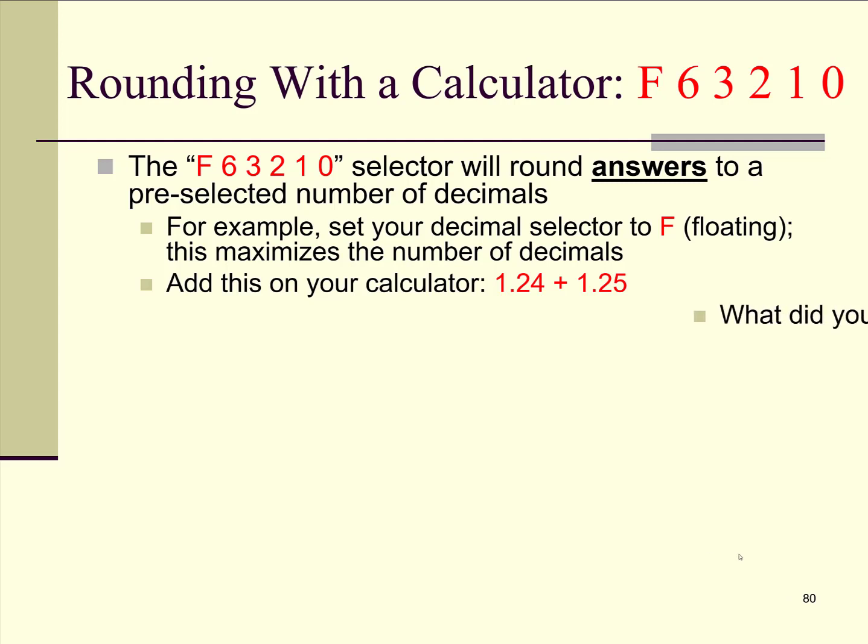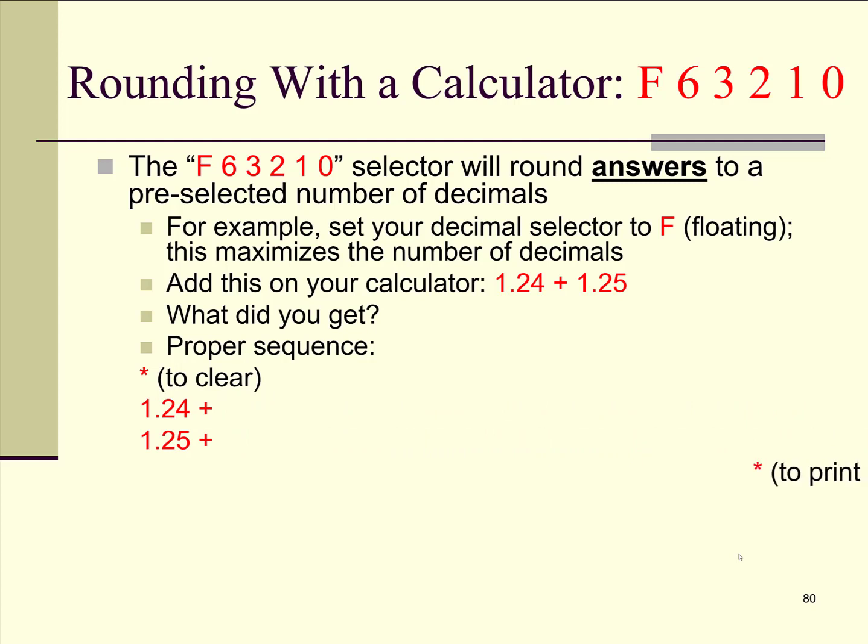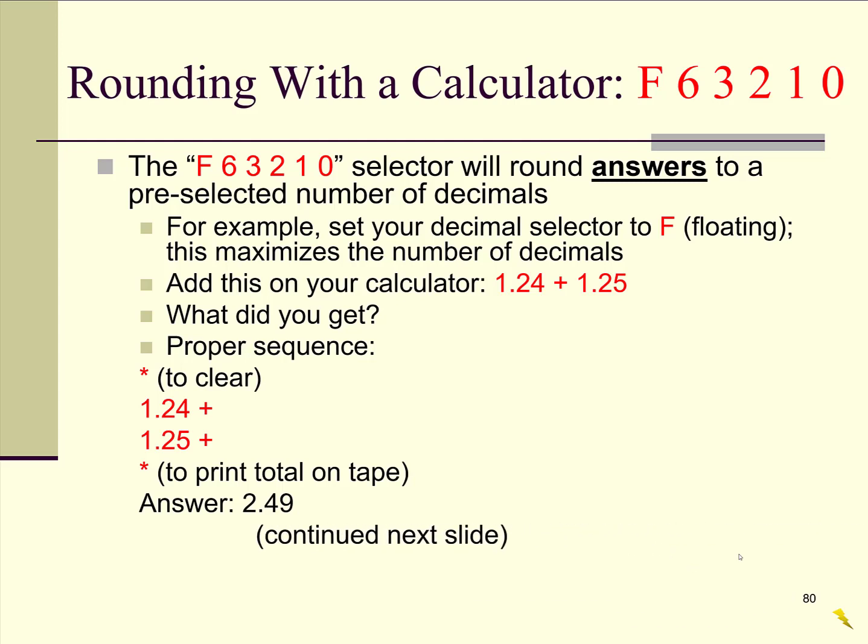And what did you get? So the proper sequence, asterisk, 1.24 plus 1.25 plus, we're done. So we hit asterisk. The answer is 2.49. So no big surprise there. That's exactly what you expect.